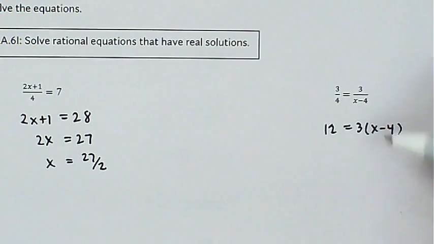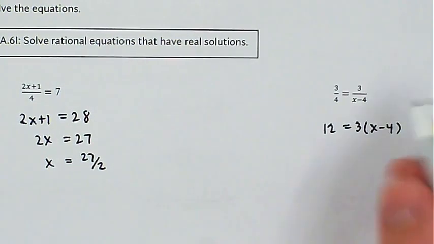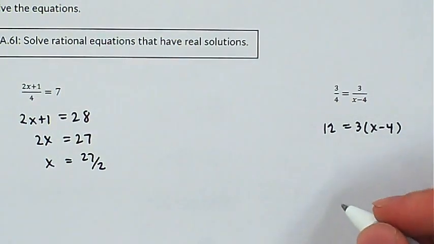Really what we're doing here when we cross multiply is we're multiplying by both denominators. So I'm multiplying by an x minus 4 and a 4, so the 4's cancel, and I'm left with a 3 and an x minus 4. On the right side I'm multiplying by a 4 and an x minus 4, so I get 12 and the x minus 4's cancel. That's what's going on with cross multiplication. I kind of fumbled over that when I was discussing it in class, but cross multiplication is completely legitimate.